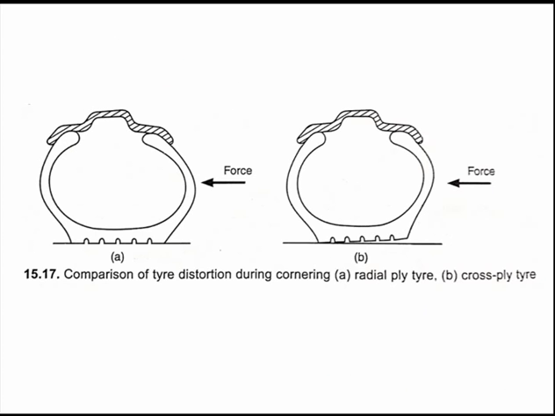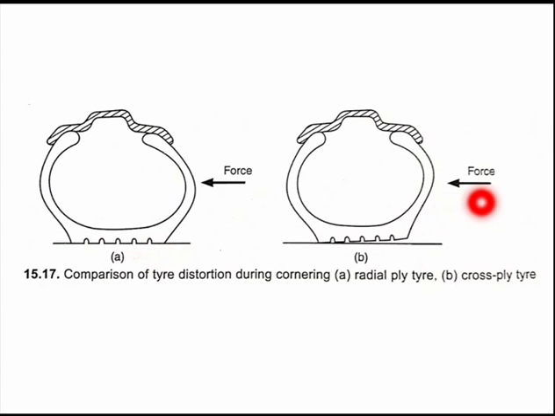In the next figure, you can see a comparison of the tire distortion during cornering between the radial and the cross ply. The first figure is for the radial type and the second figure is for the cross ply type. When the vehicle is going into a corner, what happens in the radial tire? The centripetal force acts sideways, and you can see that the tire stays flat. All the treads are on the same surface.